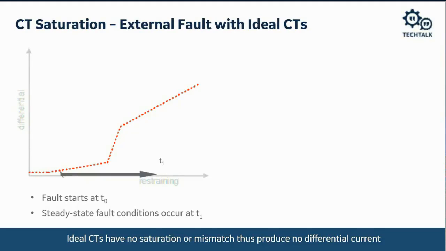So basically, we start off at time 0, normally operating. So we have a fault. If our CTs are performing properly, we'll go to time 2 because we'll see an increase in restraint signal with very little increase in differential signal.